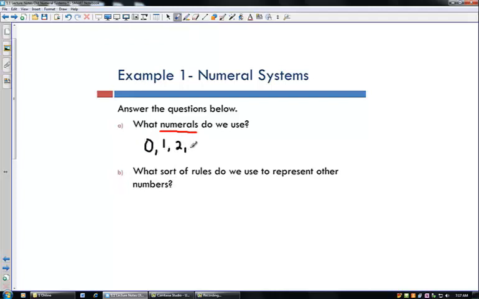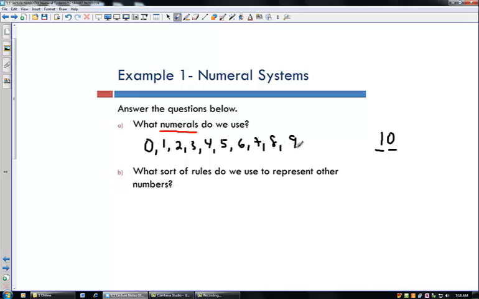1, 2, 3, 4. And these are all different symbols that represent different numbers. 6, 7, 8, 9. And then we're going to stop at 9 because when you hit 10, 10 is not a new symbol. It's actually composed of two old symbols, the symbol 1 and the symbol 0. So we have 10 numerals, 0 through 9, and that's it.